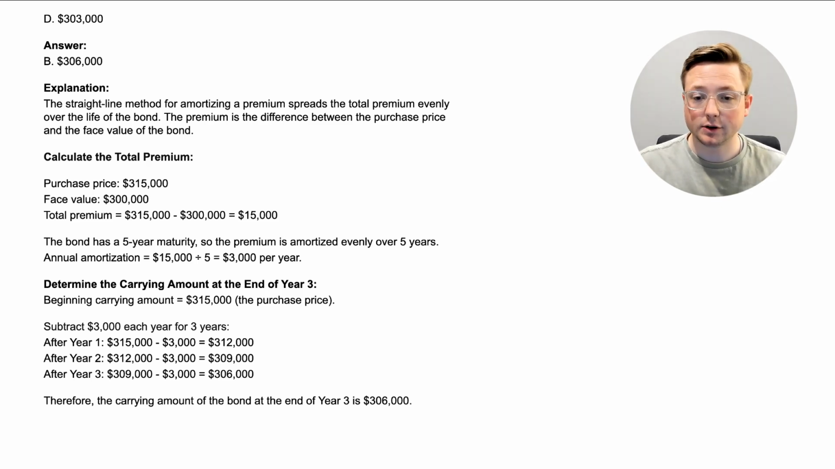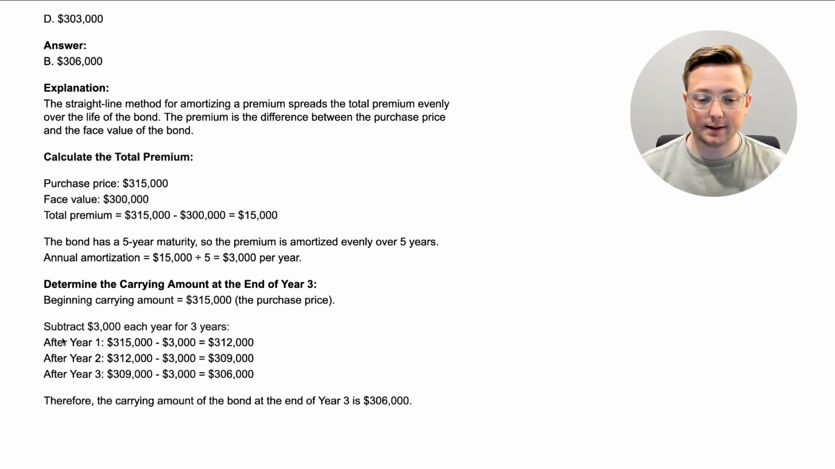The premium is the difference between the purchase price and the face value of the bond. So again, this is very easy to figure out. You take the purchase price, the face value, and the premium is the difference. So $15,000, that's the premium. And since we're using the straight line, all we have to do is divide it by the maturity, and that gets you $3,000 of amortization on that premium each year until you get from the $315,000 that you purchased it for down to the actual face value of $300,000 at year 5.